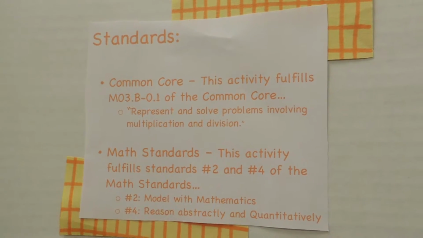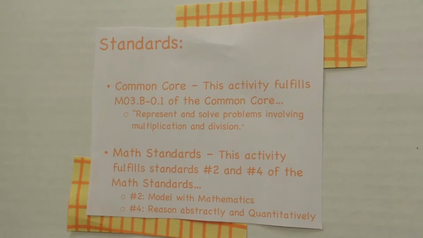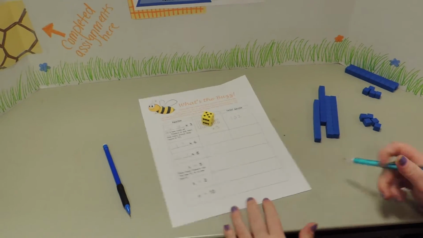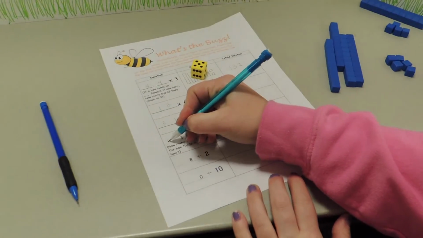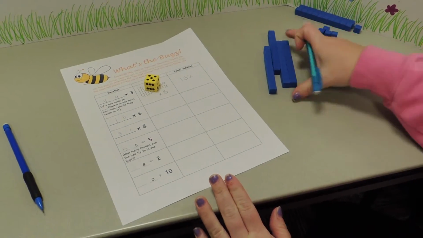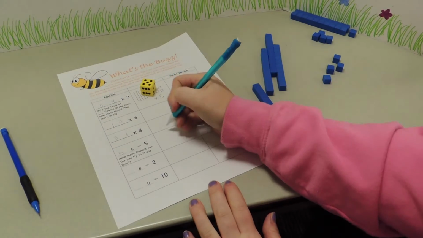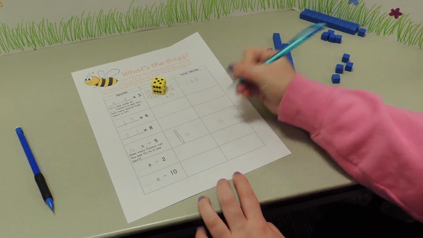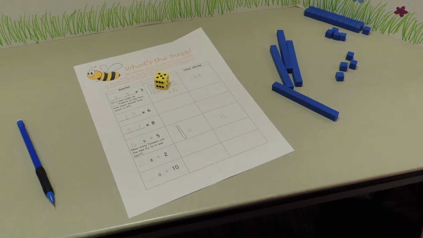What's the Buzz fulfills Common Core standards because not only are students representing and solving problems using multiplication, but also division. So here we're going to determine how many flowers a bee can go to in 1 hour if they've been to 55 in 5 hours. Taylor illustrates her grouping in her base 10 blocks, and then writes down the numerical value for that. The answer is 11.